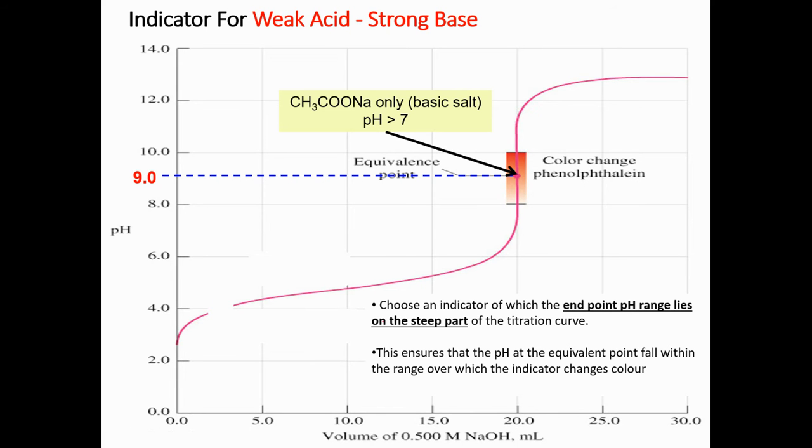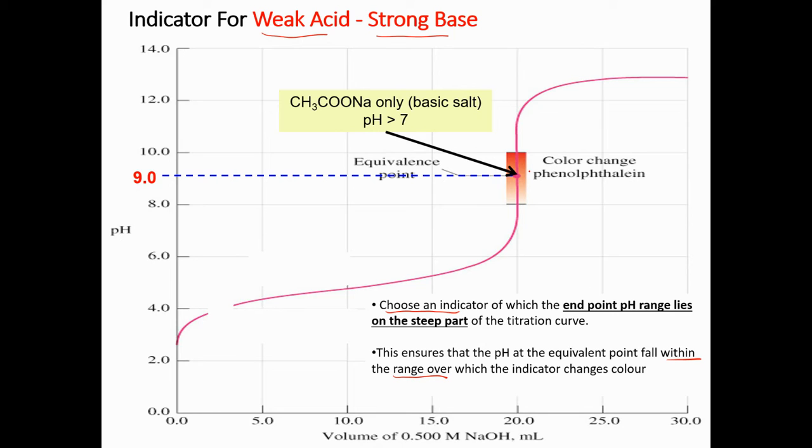Okay, now let's look at one example: an indicator for weak acid and strong base. First of all, we need to choose an indicator whose pH range lies on the steep part of the titration curve. This ensures that the pH at the equivalence point falls within the range in which the indicator changes color.